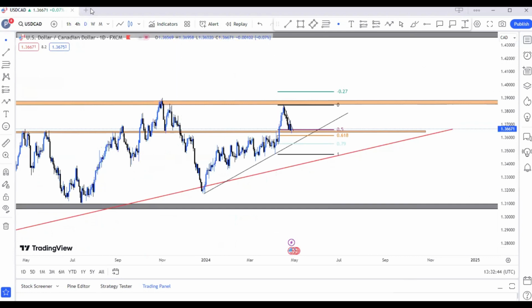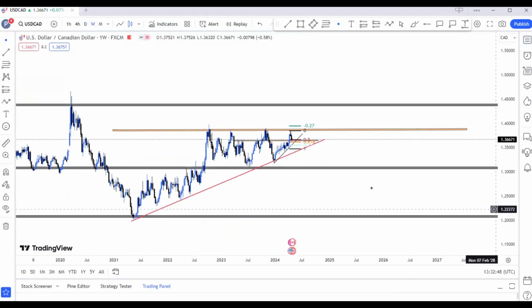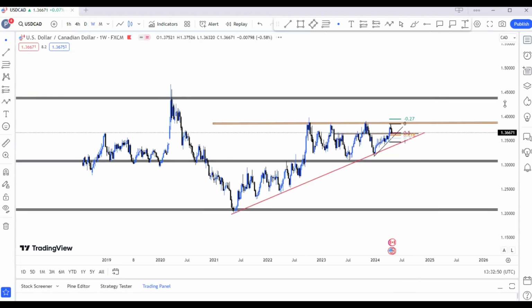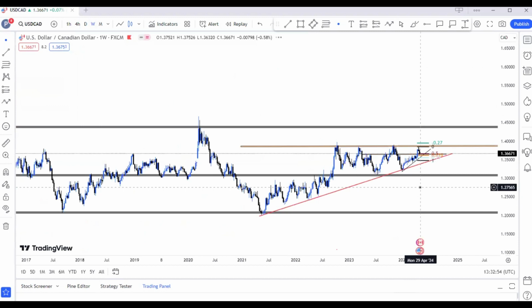So USDCAD, let's have a look from the weekly time frame. From the hourly time frame perspective, we can see that USDCAD is moving to the upside, and at the moment on the weekly time frame it is currently stuck in a range.